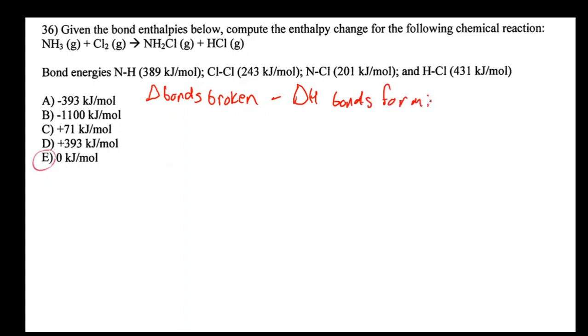Right. We did a question similar to this last week. So we essentially want to look at each of these molecules. NH3 is going to look something like this. We're going to have 3 N-H bonds in it. An N-H bond has 389 kilojoules per mole, and since we have 3 of those, that takes care of the first one. Now we want to look at the Cl2 here. A Cl-Cl bond has 243 kilojoules per mole, and there's only going to be 1 of those.